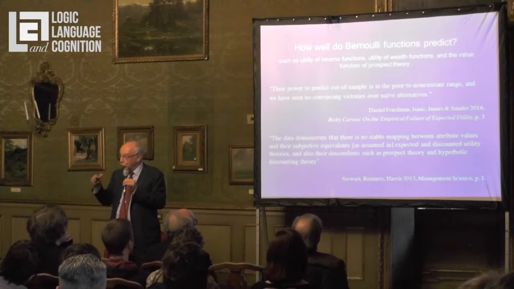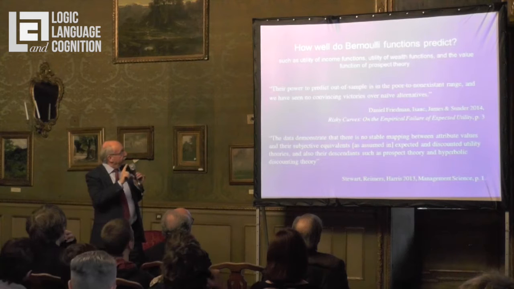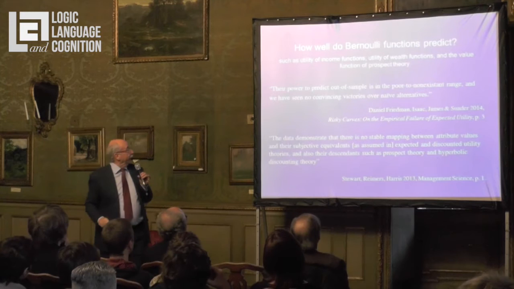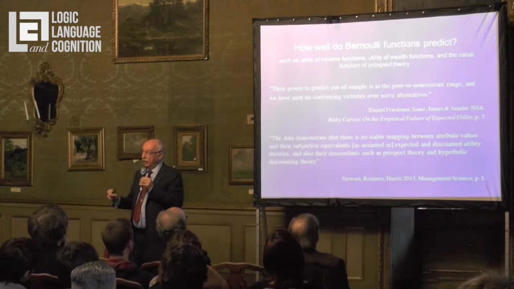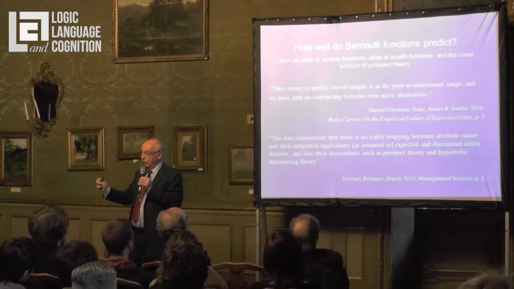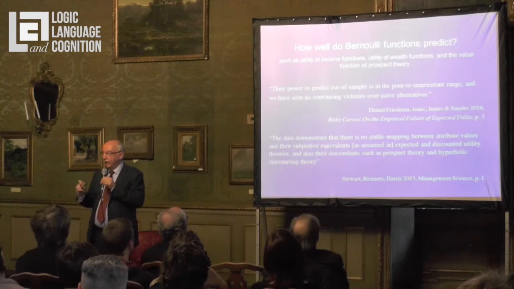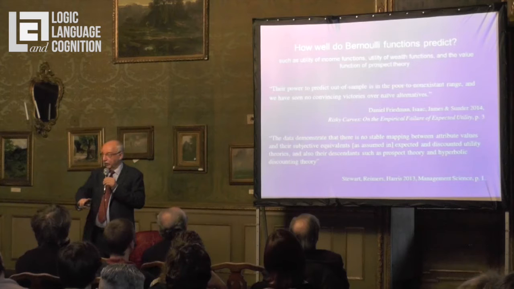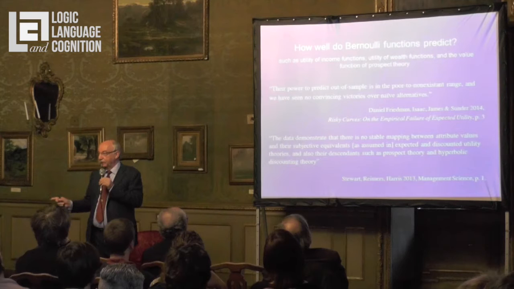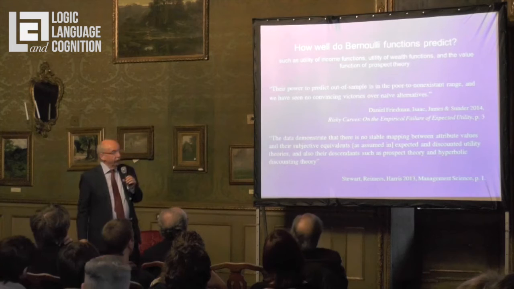And the predictability is in the poor to non-existent range, and we have seen no convincing victory over naive alternatives. So this is a damning sign for the only one goal, prediction. If they are right, then the standard model of how people make decisions, classical decision theory, is descriptively wrong. That nobody has ever doubted. But it's also wrong in prediction. And the second quote gives the same thing.